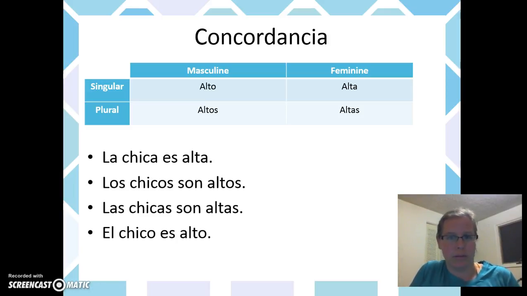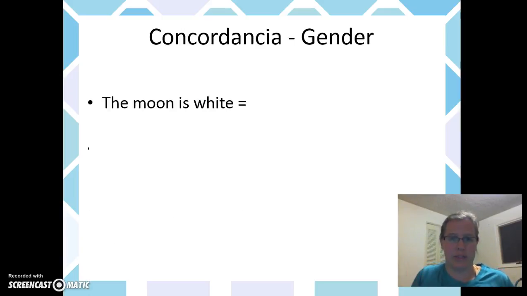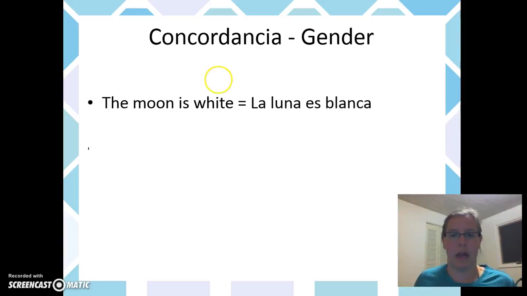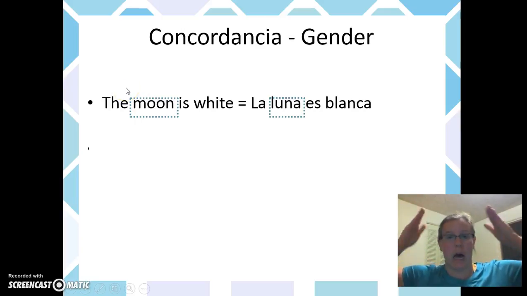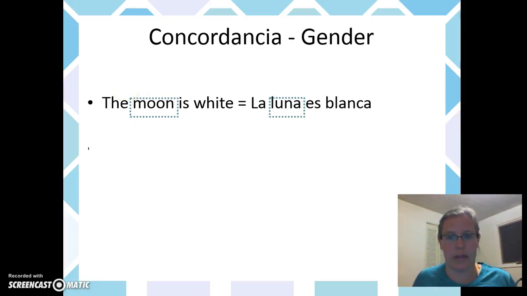So let's look at some more examples. Let's look at gender specifically. We're going to say the moon is white, and we would translate that as la luna es blanca. So the way you are going to apply concordancia is you're going to look at the thing that you are describing, which in this case we would call a noun, right? A person, place, or thing. La luna in Spanish is feminine. It just is. There's no options. So I need to make sure that blanca is also feminine, okay? So we're having this concordancia here. They're both singular, they're both feminine.